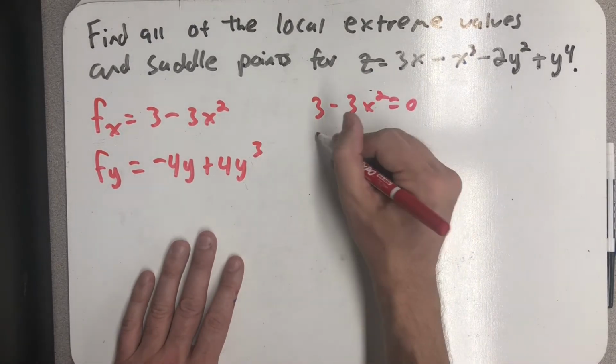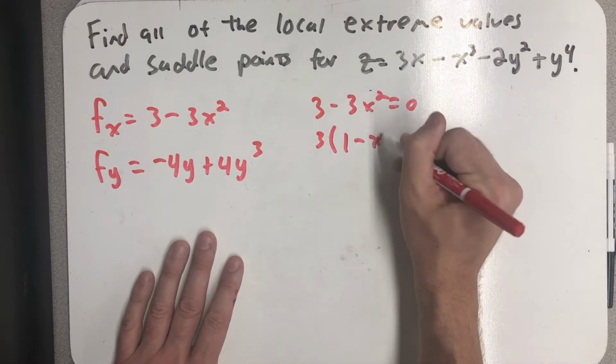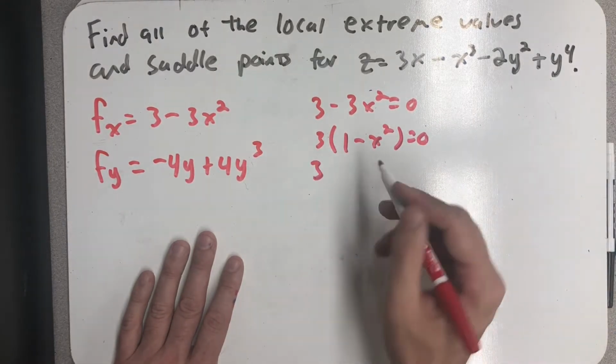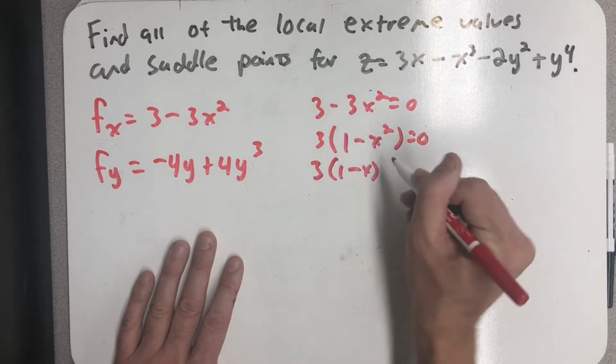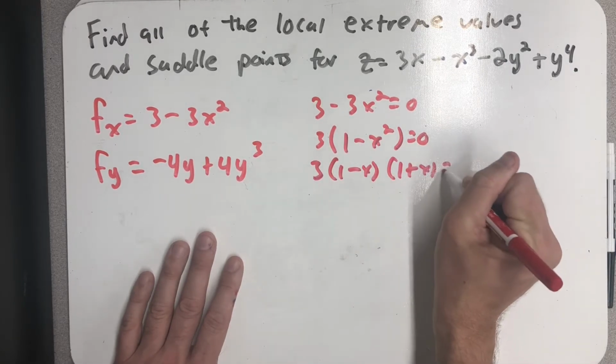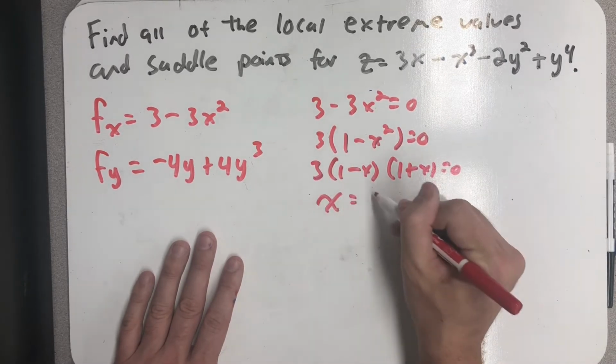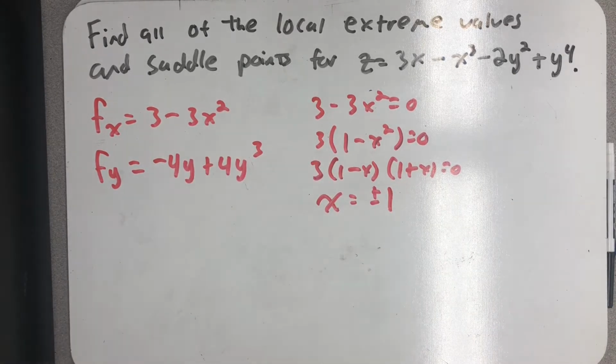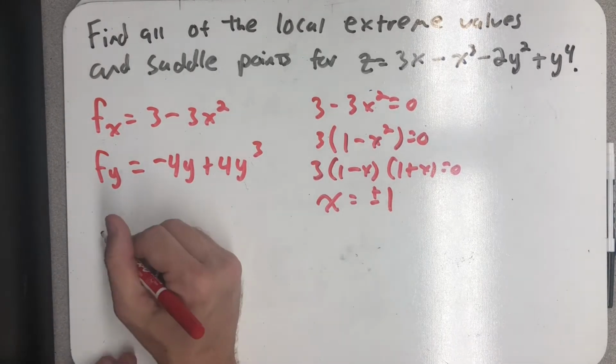I could factor out a 3. And we could do some arithmetic. I'm going to factor. And from that factoring, I see that x is plus or minus 1. So literally any point where x was equal to plus or minus 1 would give me 0 for the first partial with respect to x. Of course, I want to know the points where both of these are 0 at the same time. So let's set this one equal to 0 and hope that we can find those points.